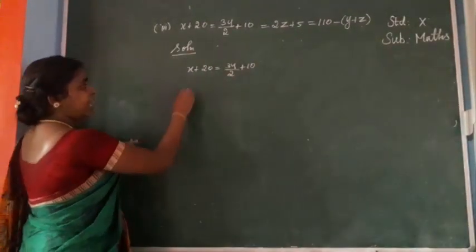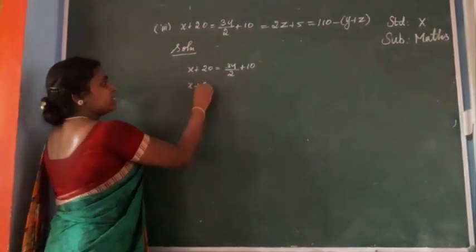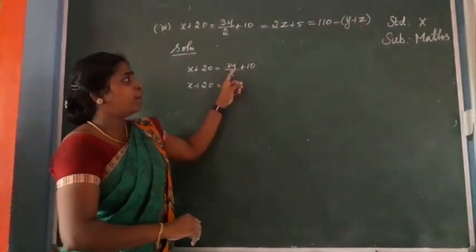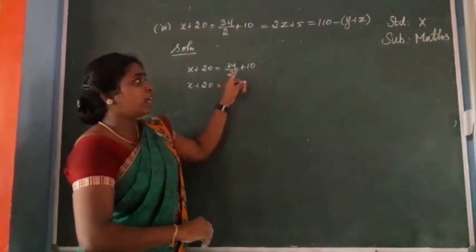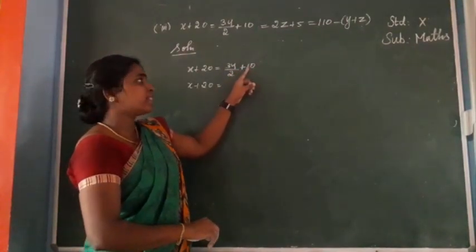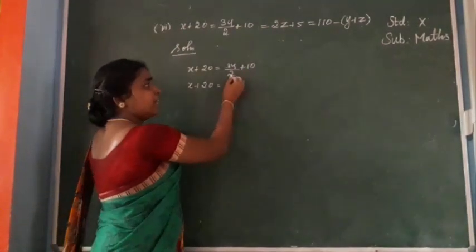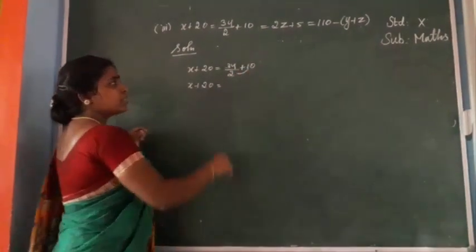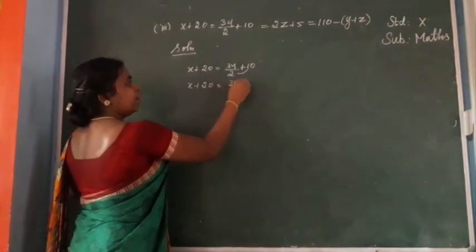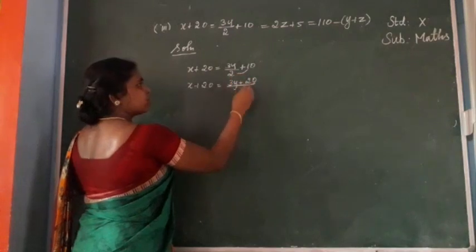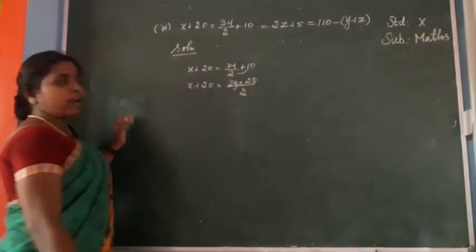Now you see the calculation clearly. x plus 1c equal to 3y by 2 plus 10. One is fractional, another one is a whole number. If one is a fraction and another one is a whole number, I already told you, you have to take the LCM. Here the LCM is 2. So you multiply with 2. Very simple: 3y plus 2 into 10, 20. So don't leave that 2. You have to write that 2 also.